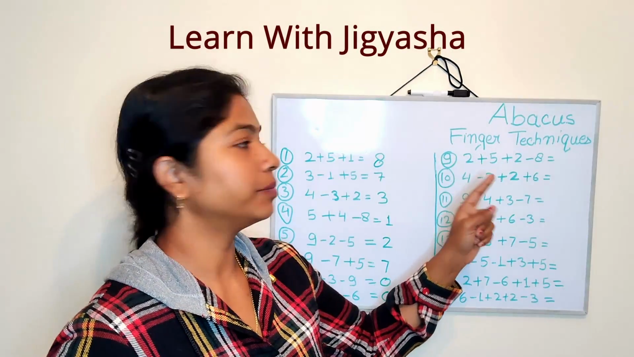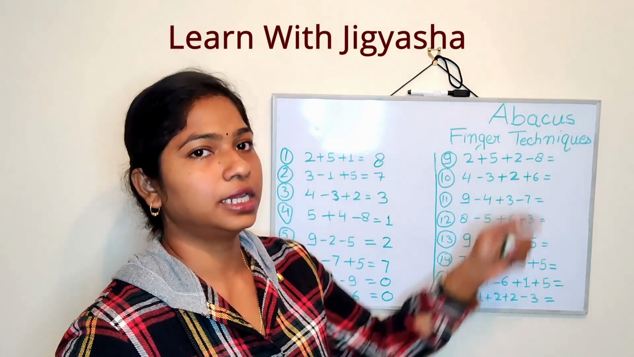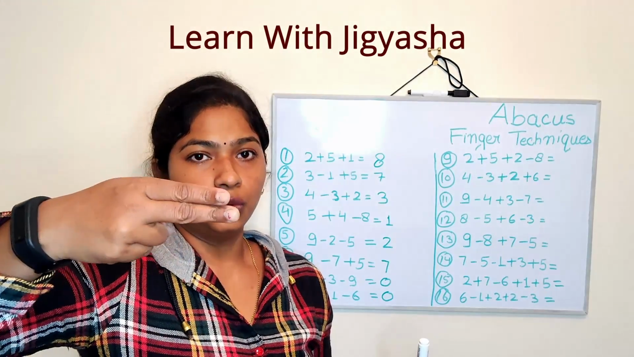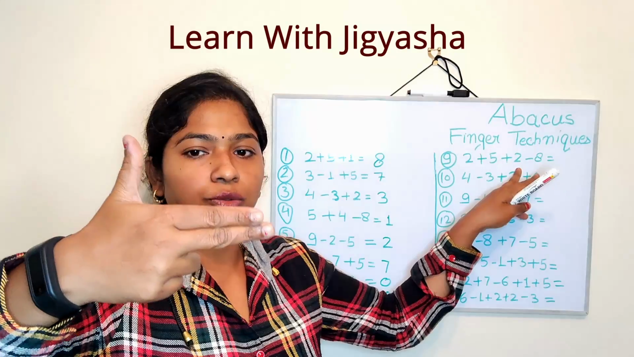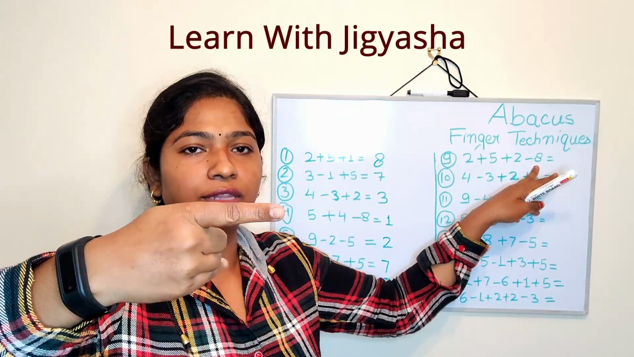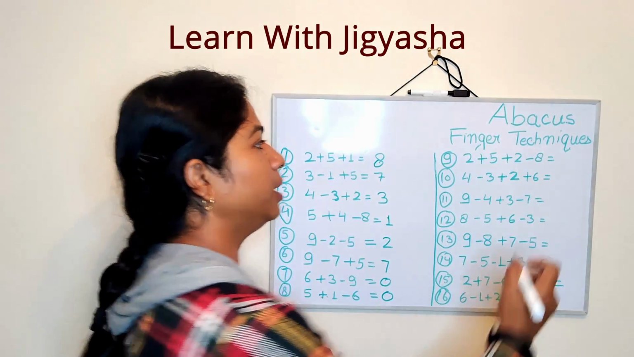Question number 9. 2 plus 5 plus 2 minus 8. So how am I going to solve this question? 2 plus 5. Again plus 2. 1 and 2. Now minus 8. 5, 6, 7, 8. So what is remaining? 1. So the answer will be 1.